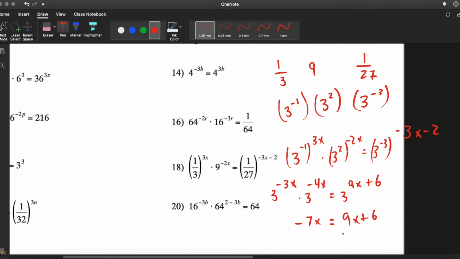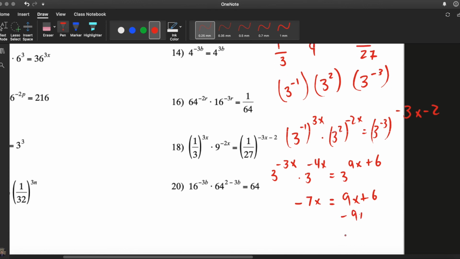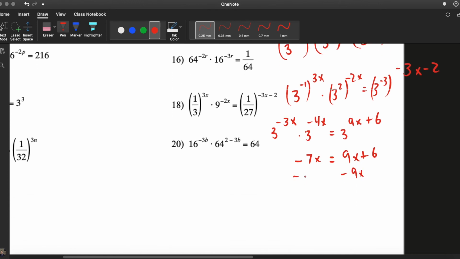Let's say we subtract 9x from both sides. Minus 9x, I get, it should be negative 16x. Sorry, my math was off. Negative 16x is equal to 6. And if I divide by negative 16, I can simplify this into 3 over 8. And because one of them is negative, it's negative. So negative 3 over 8.